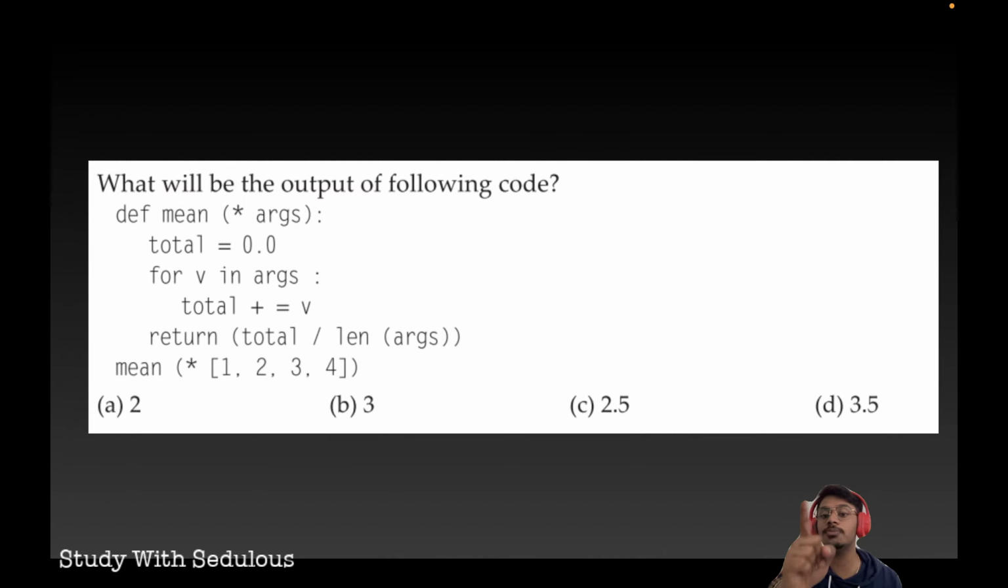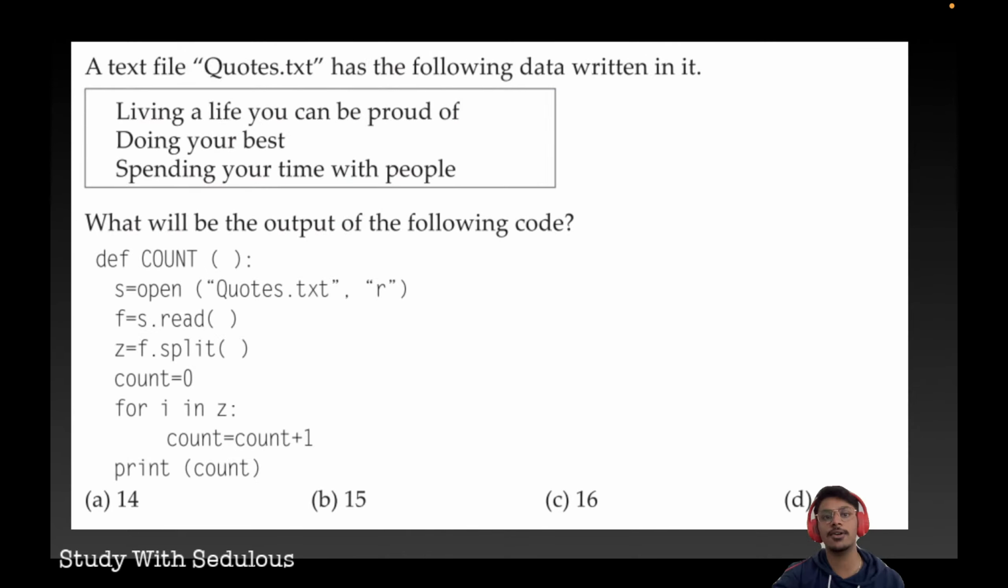A text file, codes.txt, has following data written in it: Living a life you can be proud of, doing your best, spending your time as people. What a life. What will be the output of the following code? def count: s is equal to open codes.txt r. f is equal to s.read. z is f.split. count equal to 0. For i in z, count is equal to count plus 1. Print count.